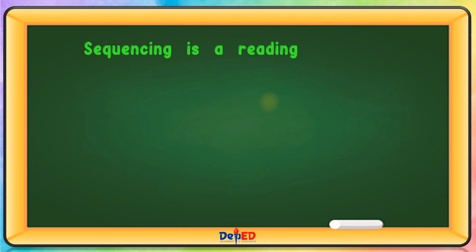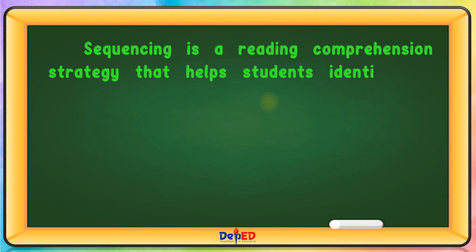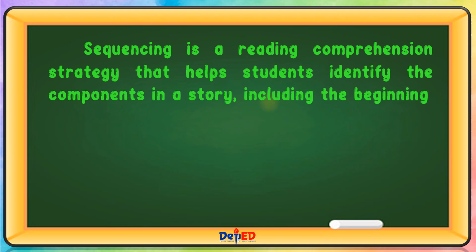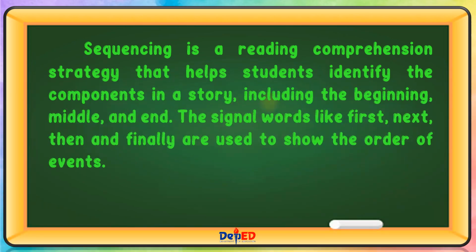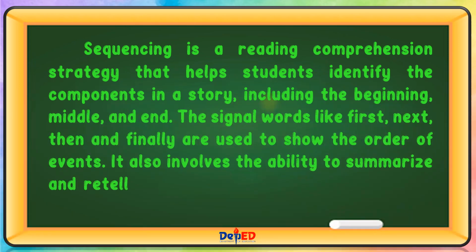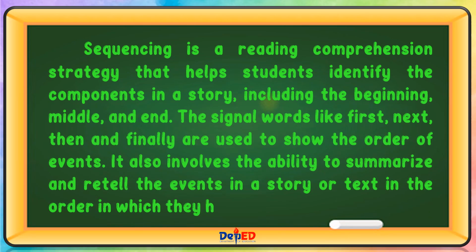Sequencing is a reading comprehension strategy that helps students identify the components in a story, including the beginning, middle, and end. The signal words like first, next, then, and finally are used to show the order of events. It also involves the ability to summarize and retell the events in a story or text in the order in which they happen.